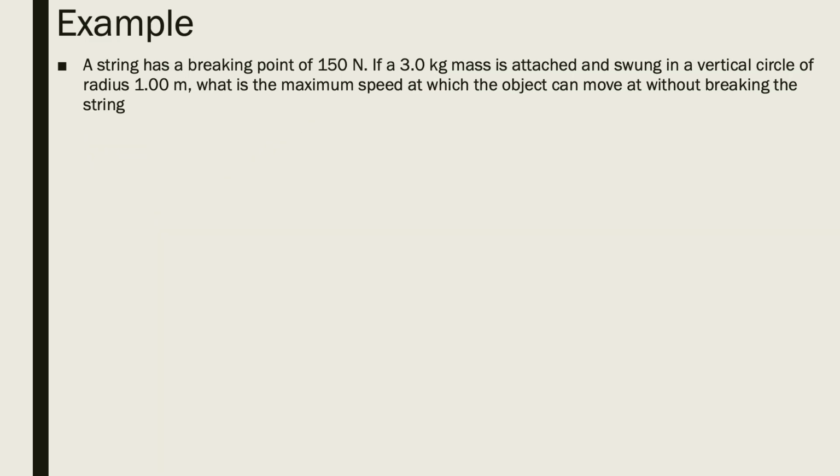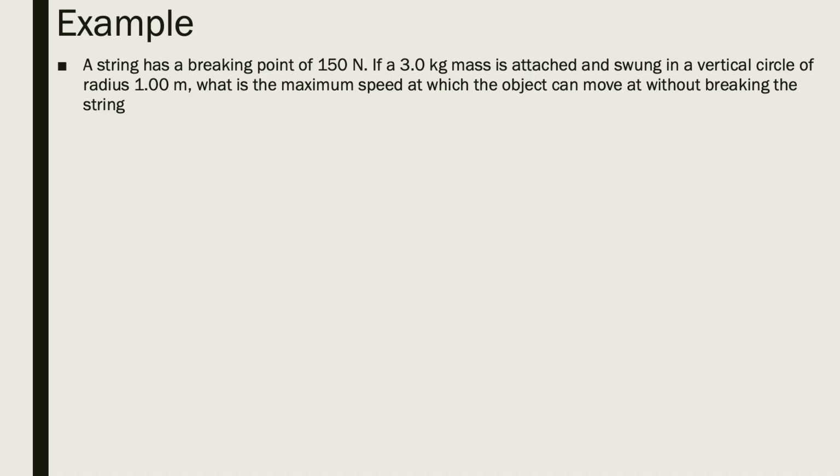Next example, a string has a breaking point of 150 newtons. If a 3 kilogram mass is attached and swung in a vertical circle of radius 1 meter, what is the maximum speed at which the object can move without breaking the string?